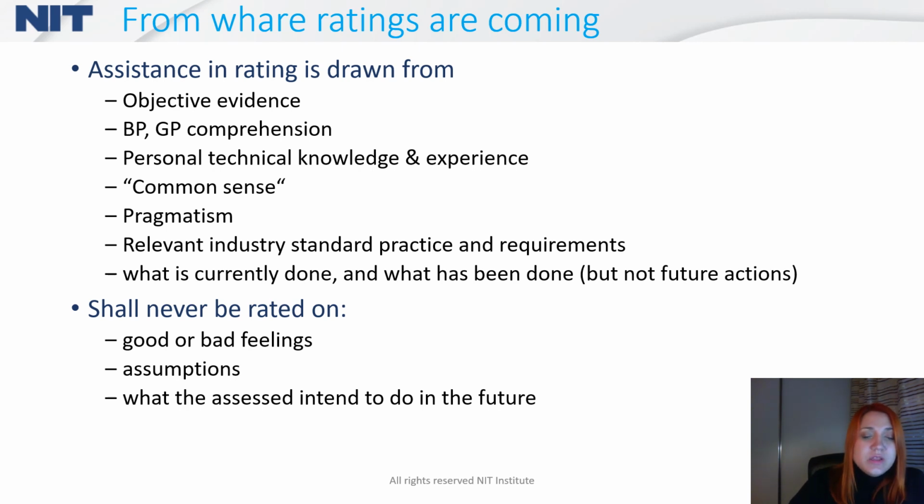And what should not be done while assessing and rating the process is that we should not have good or bad feelings about some ratings. We should not make assumptions about ratings, and especially we should not rate something which is promised in the interview, like the statement, "Yeah, we don't have it right now, but we will have it in 2 months." This cannot give you a better rating in the assessment.